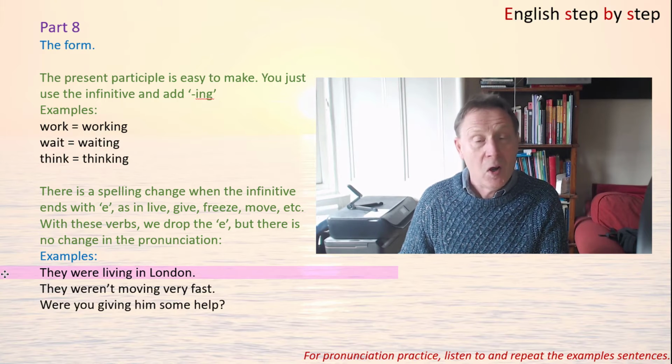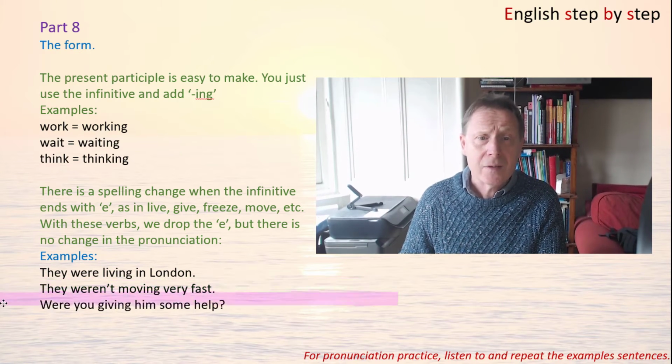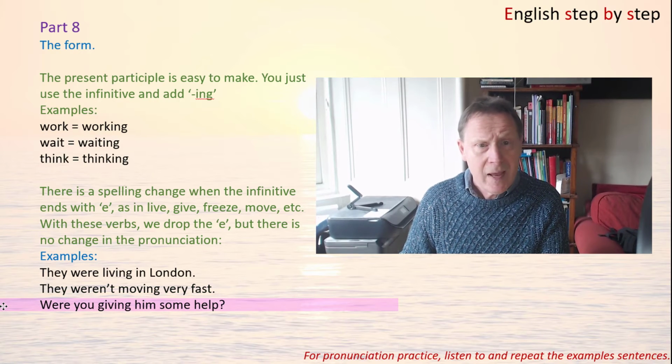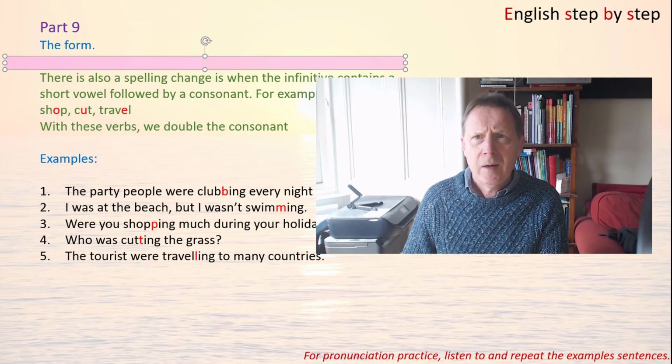Examples. They were living in London. They weren't moving very fast. Were you giving him some help? So, drop the E in these verbs.